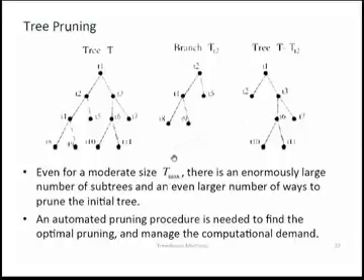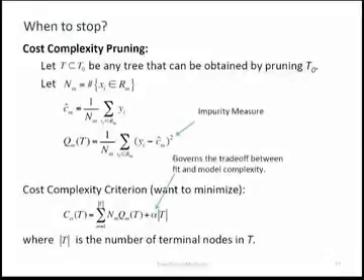However, if you think about enumerating all possible subtrees and combinations of taking off different subtrees, it's a hard problem. So how should we do the pruning? One approach that your book covers is what's called cost complexity pruning. And again, it's not intuitive. You don't think, well, let's overfit the model and then cut it back.